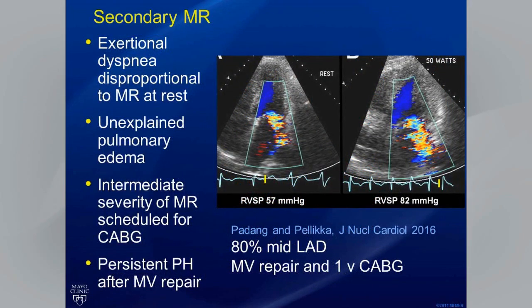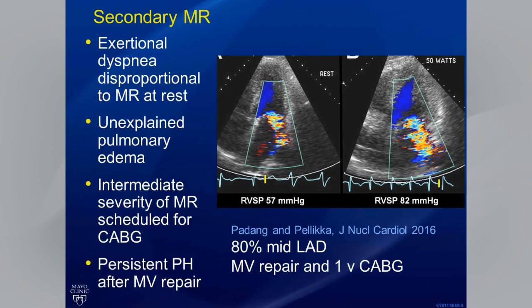In the case of secondary mitral regurgitation, we evaluate this in patients with exertional dyspnea that seems disproportional to mitral regurgitation at rest. This can be helpful in the patient with unexplained pulmonary edema. It might also be helpful in determining which patient should undergo mitral valve intervention at the time of scheduled coronary artery bypass grafting. It can also be helpful in evaluating persistent pulmonary hypertension after mitral valve repair.